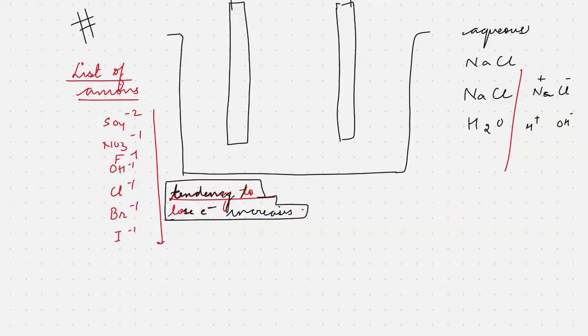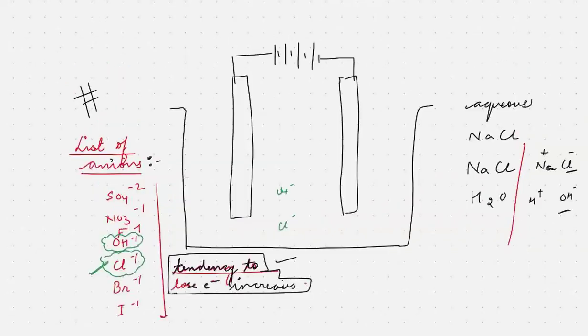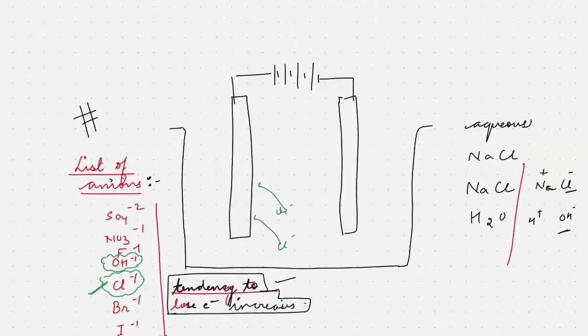Just tell me. Once we have the tendency to lose electron, we will have a list of anions. And these electrons will be lost, and we'll have sulfate, nitrate, fluoride, hydroxide, chloride, bromide, and iodide. Got the point? So here, out of Cl negative and OH negative, we are going to have the Cl negative and we are going to have the OH negative. Which is going to be deposited? Cl negative will deposit itself. So we know that we have two anions here, and both of them will run towards a positive plate. The idea towards reaching the positive plate is what? That OH negative will go and lose electrons.